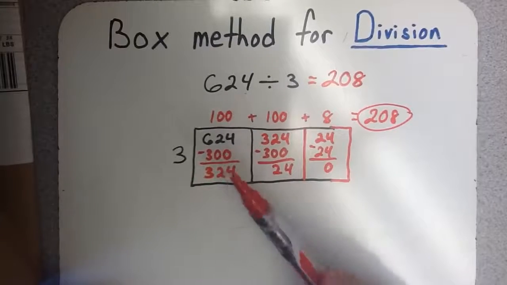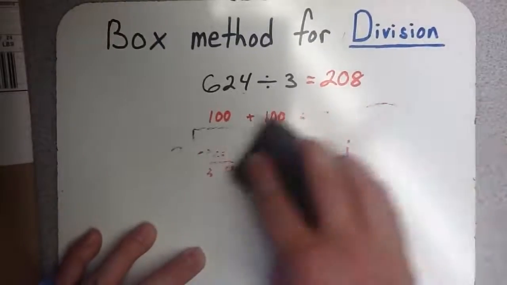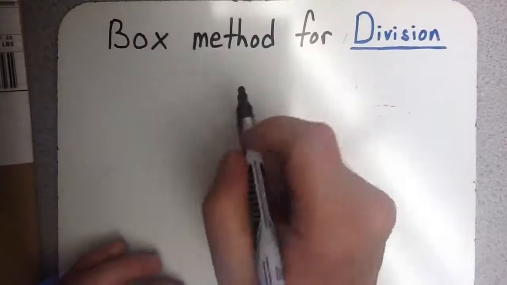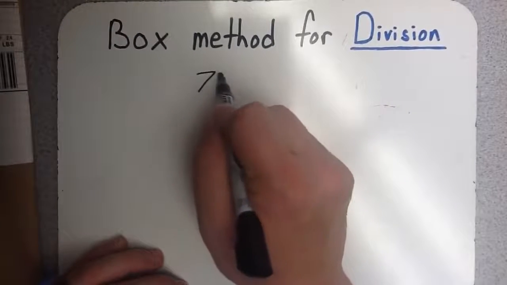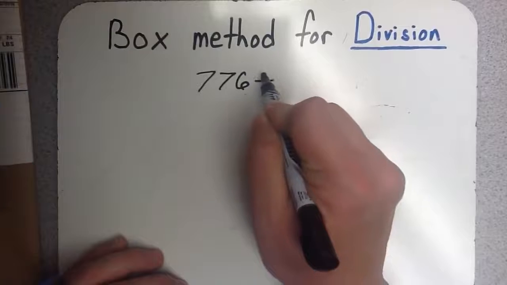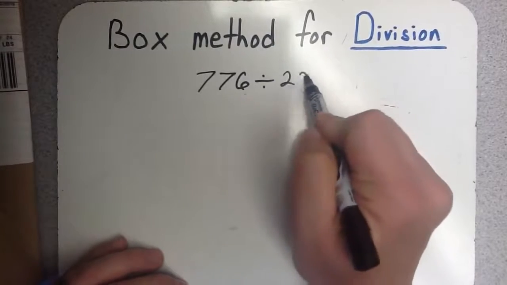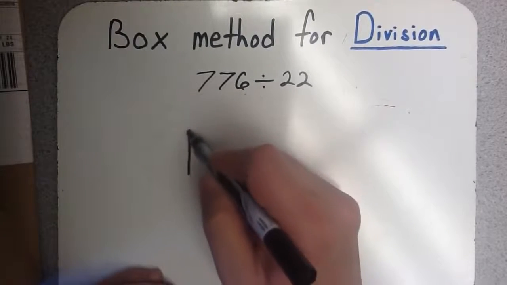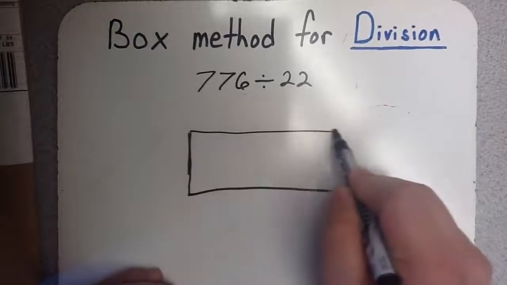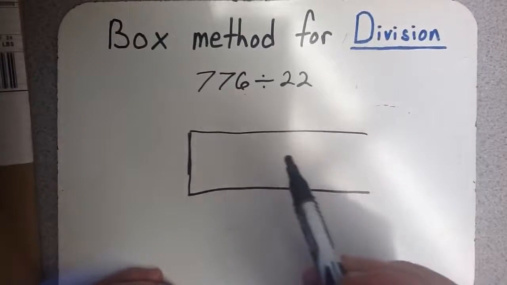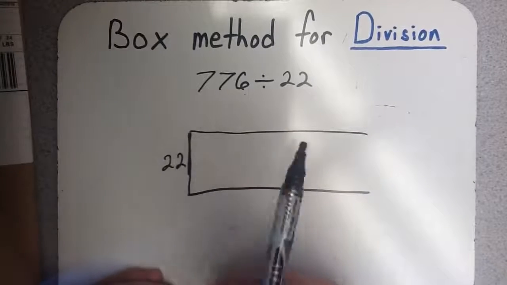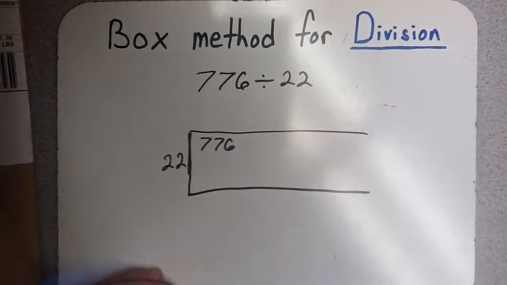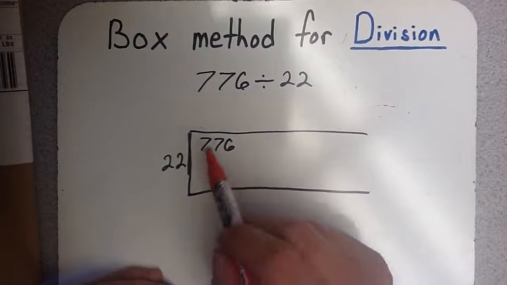So now let's look at a two-digit divisor. Okay. So let's look at the problem. 776 divided by 22. Okay, so just like before, we're going to draw our box. I like to leave it open, dividing by 22. Okay, and then put our dividend right there in top.